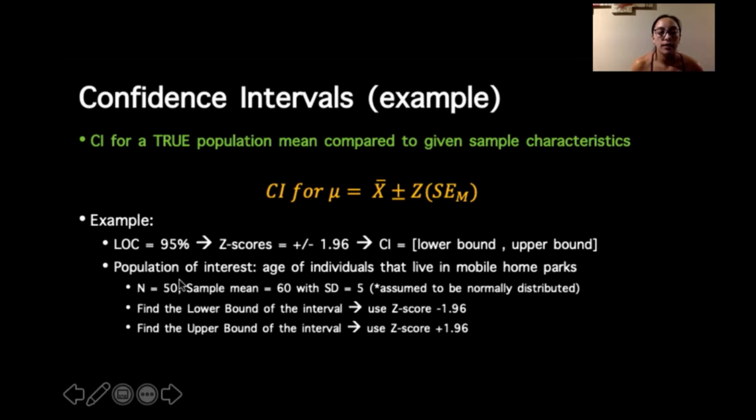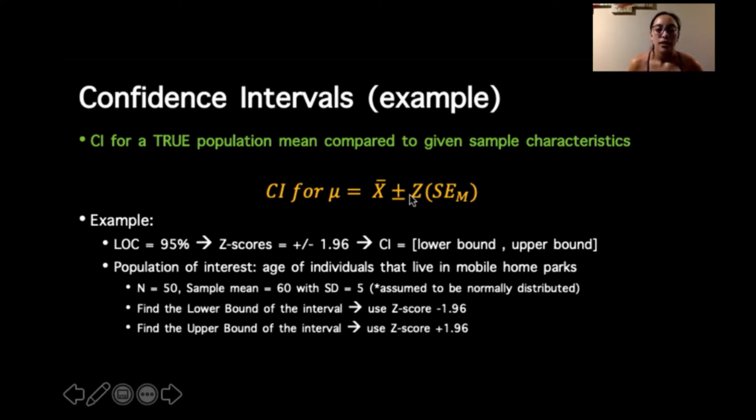Then let's say we have a population of interest. In this particular example, my population is the age of individuals that live in mobile home parks, and I took a sample of 50 people. I had a sample mean of 60 years old with a standard deviation of 5 years. We're going to assume that our data are normally distributed, so that it's nice and easy. That's the other reason why your sample should be normally distributed: when you calculate confidence intervals, it is based on using z-scores, and z-scores are under the assumption that you have a normal distribution.